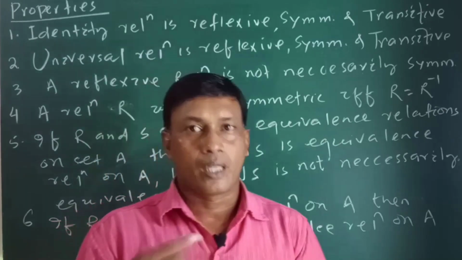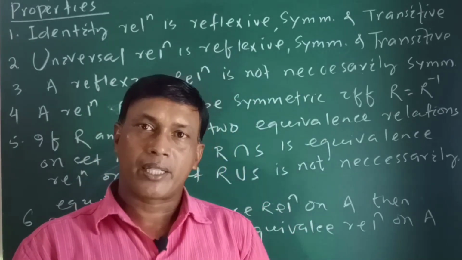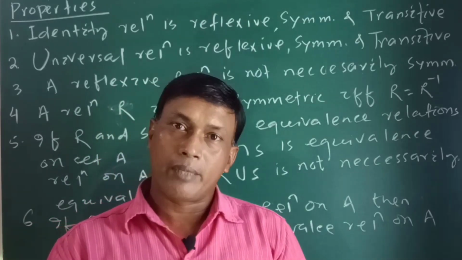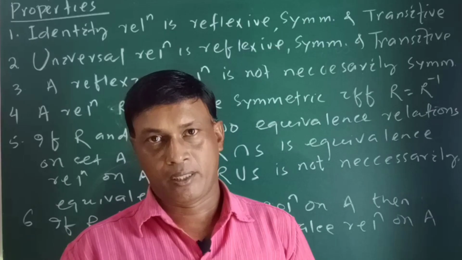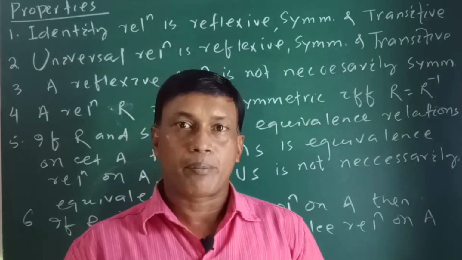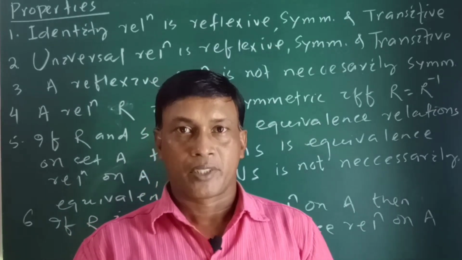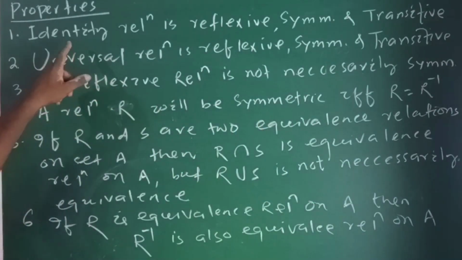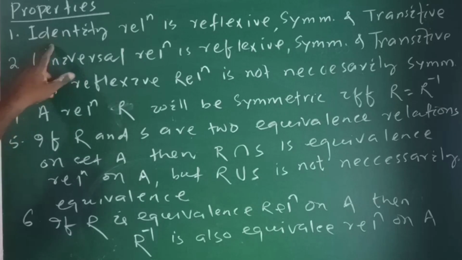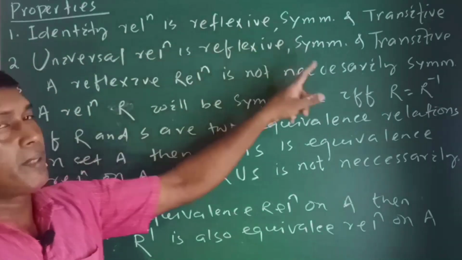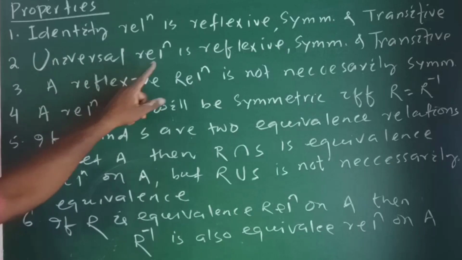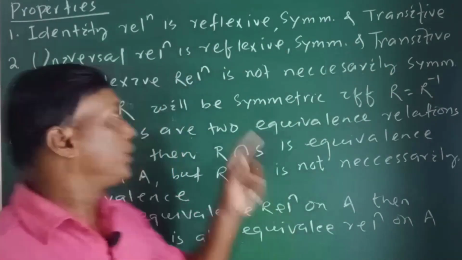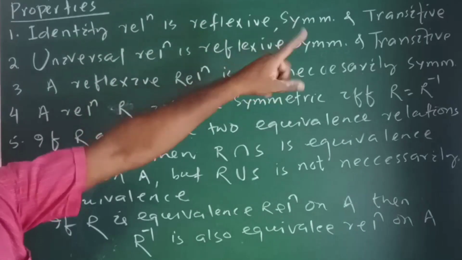But in case of reflexive, what happens? Every element is related with itself, and one element can also be related to the other. So this is the difference between identity and reflexive. Remember the important properties. Identity relation is reflexive, symmetric, transitive. Universal relation is also reflexive, symmetric, transitive. Very important short questions for exam. These two are reflexive, symmetric and transitive.